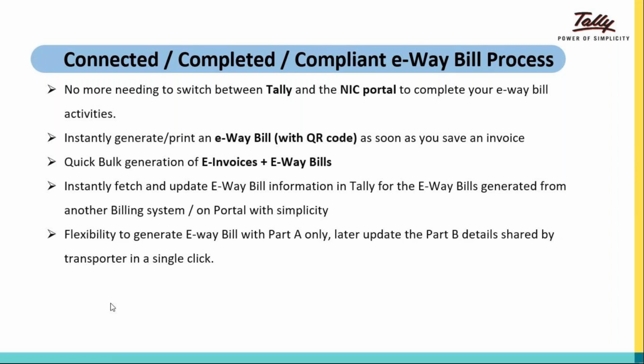Then it is flexible to generate an e-way bill with Part A only, and later update the Part B details shared by the transporter in a single click. Now if you're generating your e-way bill and transporting your goods through a transport agency, the transport agency will provide all the details like the mode of transport, the transporter ID, and the vehicle number. So Part B is completely left to the transporter agency.